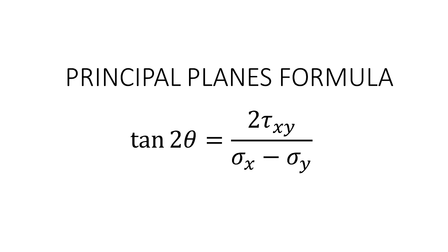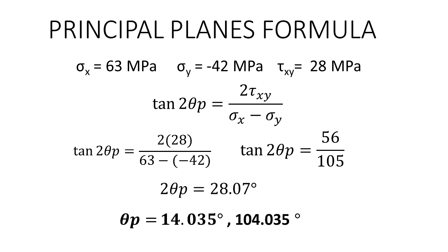Tau xy is the representation of the shear stress, while sigma x minus sigma y is the representation of the normal stresses. Now that we know the formula for the principal plane, we use the given values that we obtained earlier and input them into the formula. So it will be tan 2 theta equals 2 times 28 over 63 minus negative 42. In calculating this, we get tan 2 theta equals 56 over 105.